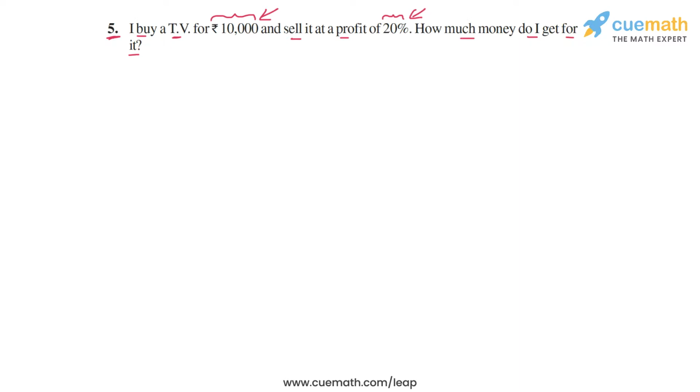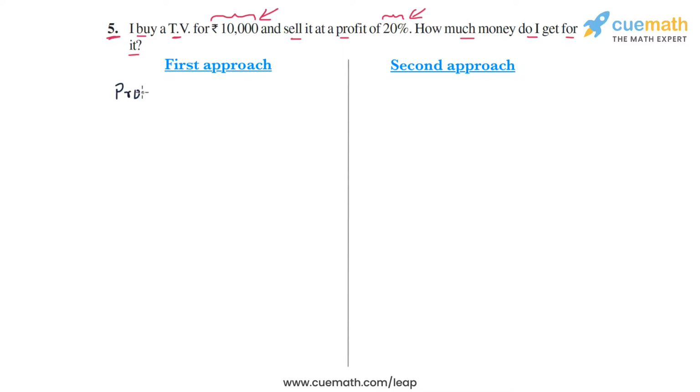Now let me show you two slightly different approaches of solving this problem. Our first approach is based on the unitary method. Let's see how that will work. So we are given that the profit that I made was 20%. Profit of 20% means that if the cost price is, let's say, 100 rupees, this means that the profit will be rupees 20. That's what the profit of 20% means, right?